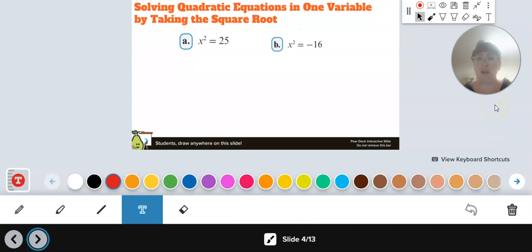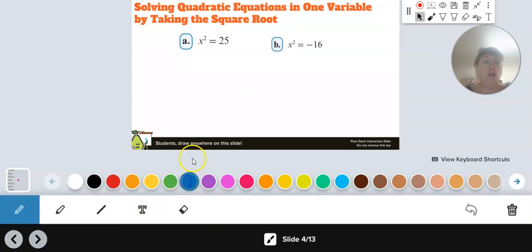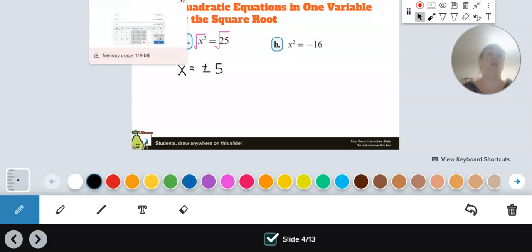First, we're going to look at the square root method. So here we have x squared equals 25. Whenever we see a squared, the opposite of squaring is taking the square root. So we could take the square root of both sides. The square root of x squared is just x, and the square root of 25 is plus or minus 5. Right? 5 times 5 is 25, or negative 5 times negative 5 is 25.